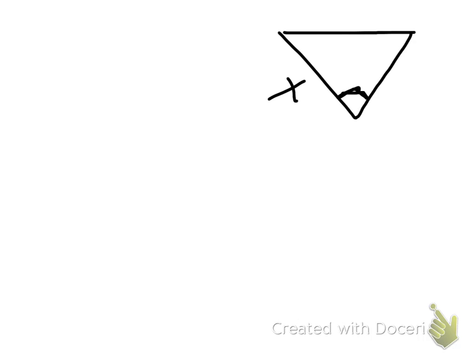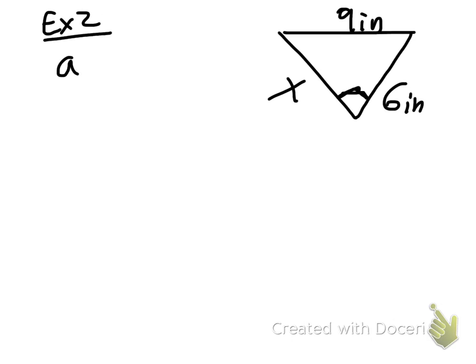So for example, if I have a triangle here, we have a right triangle with side X, side 6 inches, then a hypotenuse of 9 inches. Well, this is example 2. This time, I know I have A squared plus B squared equals C squared. I know I can use this formula because I have a right triangle. If I have a right triangle, I can always use this in order to find unknown side lengths.